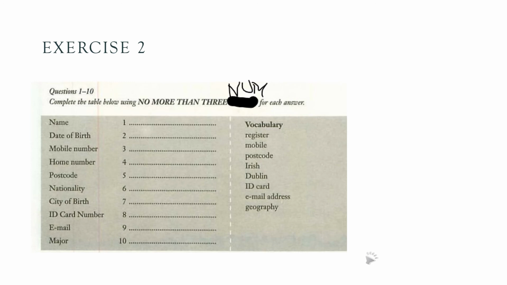Do you have your ID card with you? Yes, it's right here. What's your student number? P958 386 196X. Do you have an email address? Yes, it's cleverpeter@hotmail.com. And finally, what's your major? Geography.